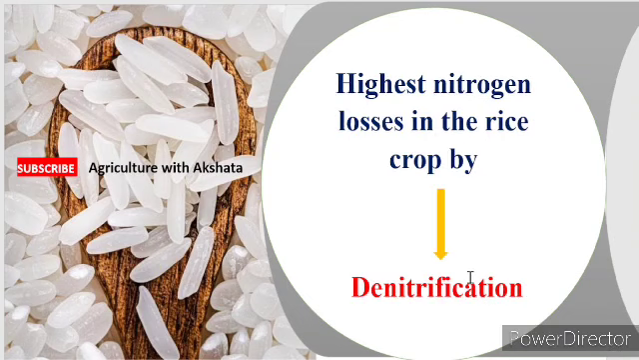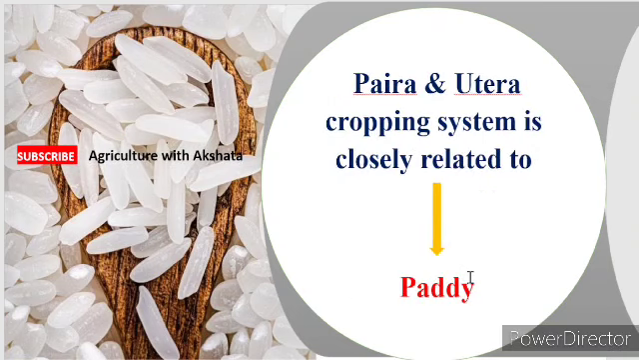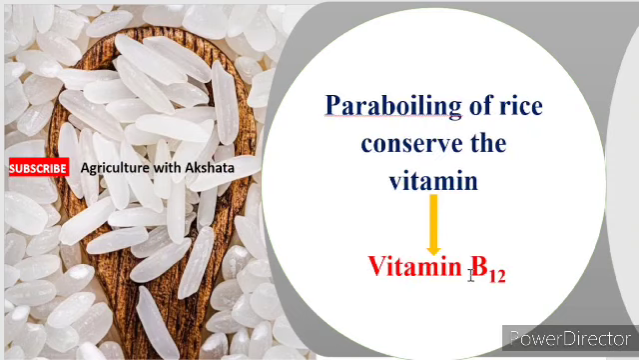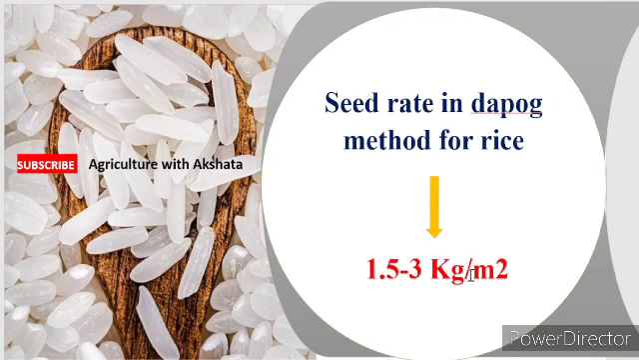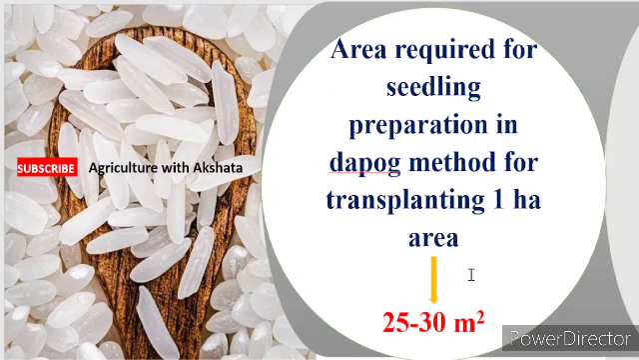The highest nitrogen loss in the rice crop is mainly by denitrification. Pyra and Atera cropping system is closely related with paddy. Parboiling of rice conserves the vitamin B12. Seed rate in the Dapog method of rice cultivation is 1.5 to 3 kg per meter square.